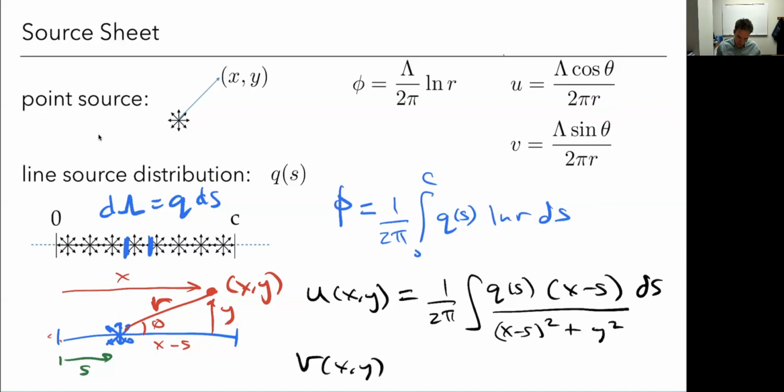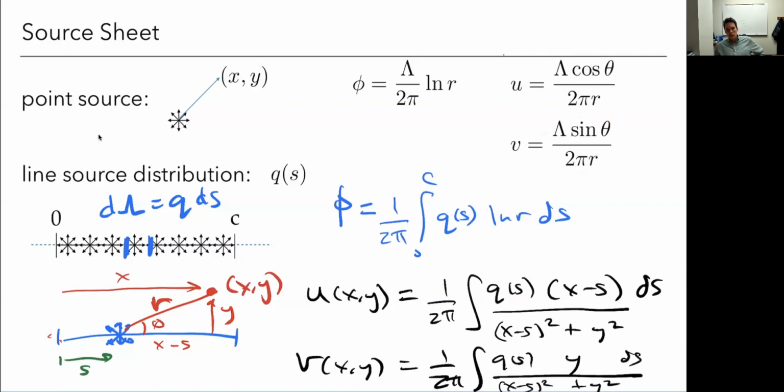For v, it's very much the same thing, 1 over 2 pi. Notice everything is the same except for sine of theta, so that's going to give me a y over r. So this is going to look the same. I have a y ds, and then I've got my r squared in the denominator. So that's it. All we're doing is extending our tool bag to say I don't have to just use point sources and point vortices, but I can have a distribution of sources and vortices. And because it's a continuous distribution, I can create arbitrary continuous shapes of whatever I want.